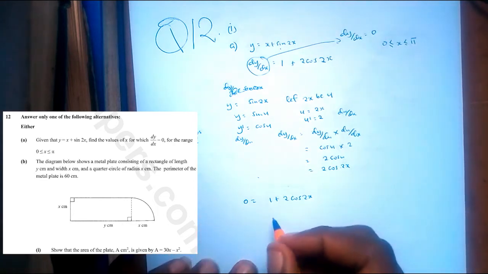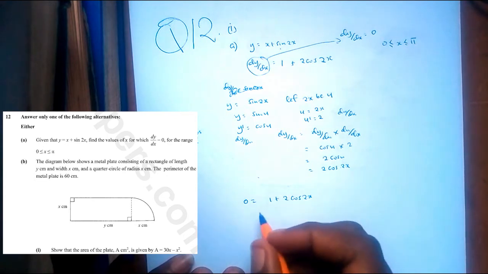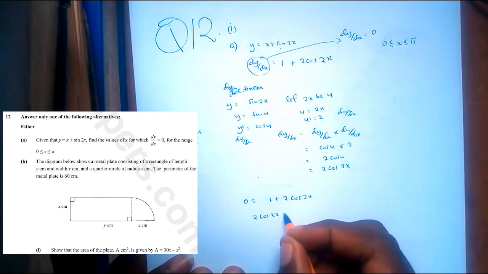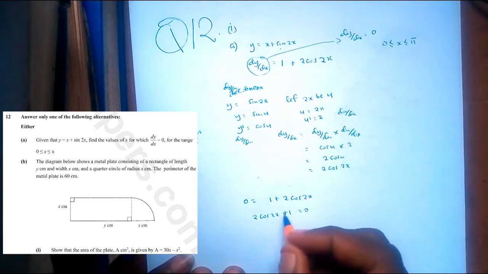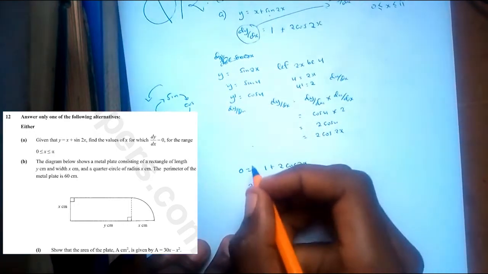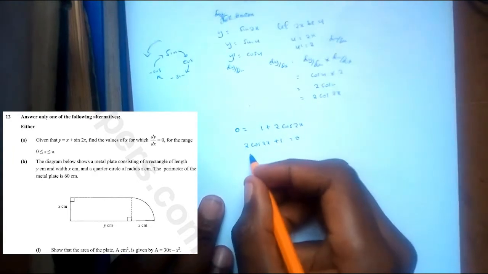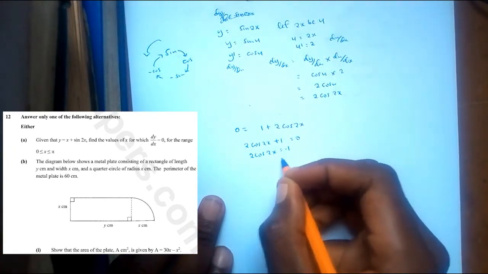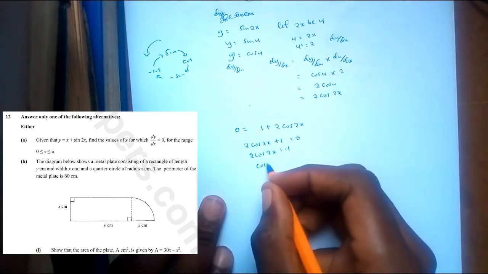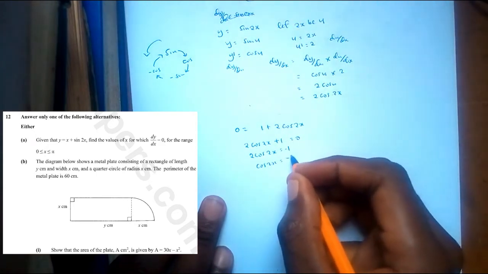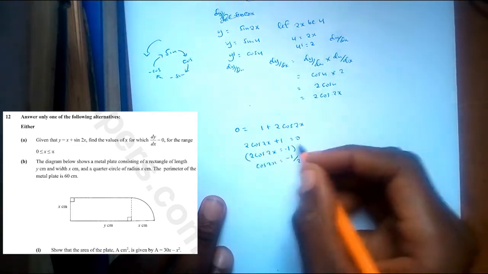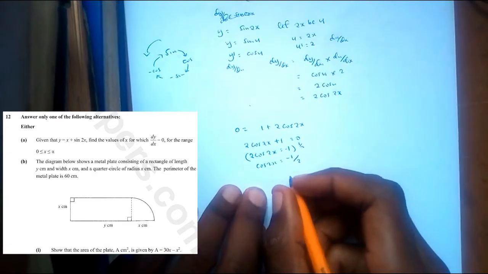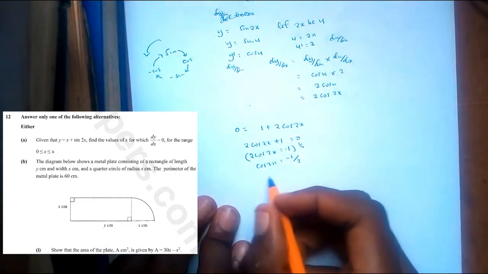Okay. So to solve this, first of all, we take the 1 this side, so we have 2 cos 2x plus 1 is equal to 0. I'll just rewrite it. So this is just going to be 2 cos 2x is equal to negative 1. Then cos 2x is equal to negative 1 over 2, since we multiply by 1 over 2 to get rid of the 2 this side.